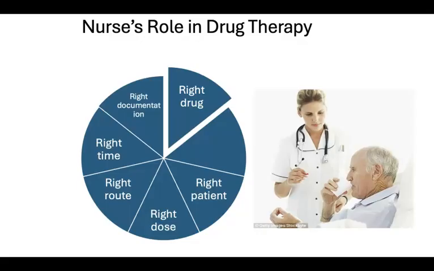So we now are going to turn to talking about the nurse's role in drug therapy. These are the 6 rights of drug administration. Do we have the right drug being administered to the right patient, the right dose, the right route, the right time, and is there appropriate right documentation for this medication? For many years, nurses have focused on the first 5, but adding the right documentation has really been important.